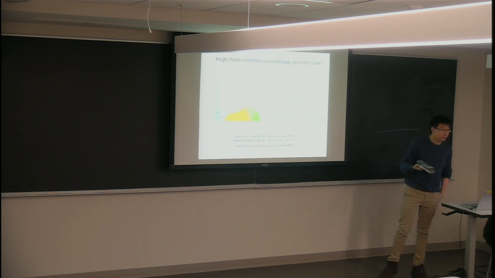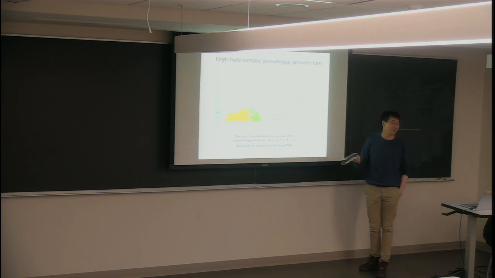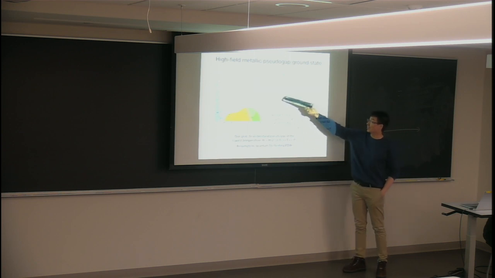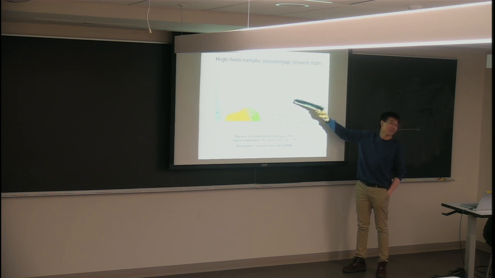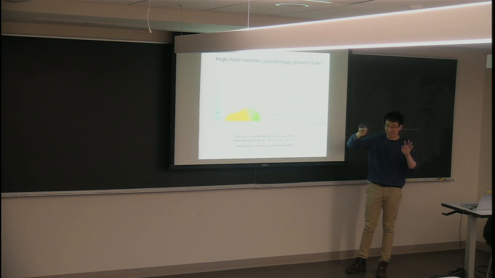Maybe this is too naive, but why is it called high field? Oh, because this 20 Tesla is pretty high in condensed matter standard. But you have some comment that H is way smaller somehow than the gap. Oh, yeah. If you naively convert this magnetic field to an energy scale, it's 20 Kelvin, 2 meV. So it's smaller than the pseudogap, which is like 60 meV.